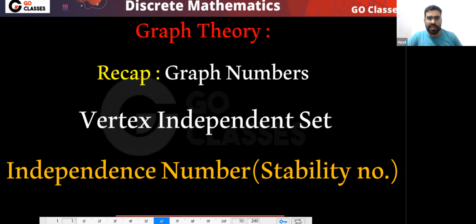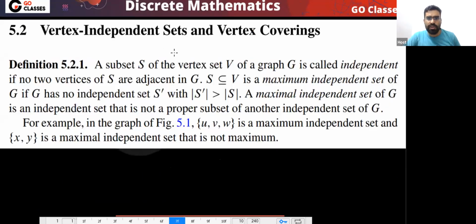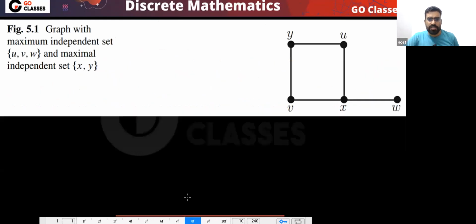What is that? Can anyone tell me? Independence number is the size of the largest independent set. Very simple. Okay. So we have already seen what a vertex independent set is. Basically, this is a set of vertices which are independent, means they are non-adjacent. They don't have any edge between them. Correct. So this is the idea.